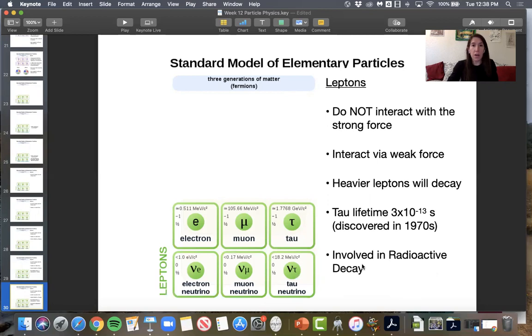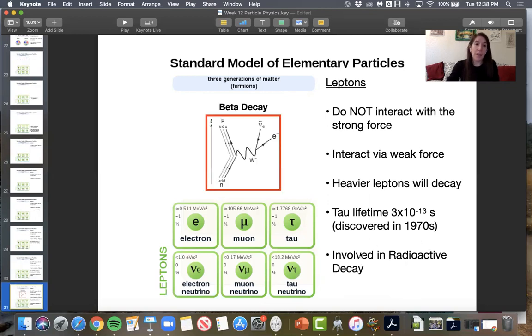And these leptons are primarily what we think of as being involved in radioactive decay. For instance, beta decay is one of the primary types of radioactive decay. This is where a neutron turns into a proton. So we have our neutron down here, which is comprised of an up and 2 down quarks.